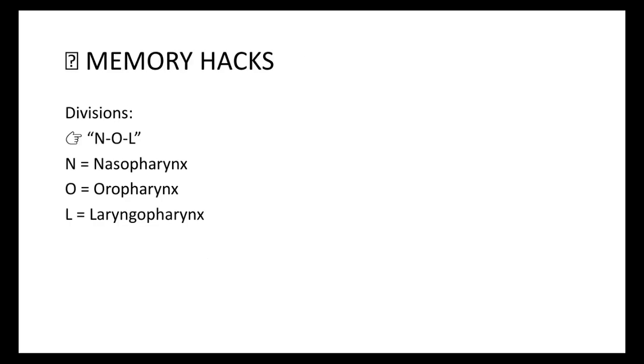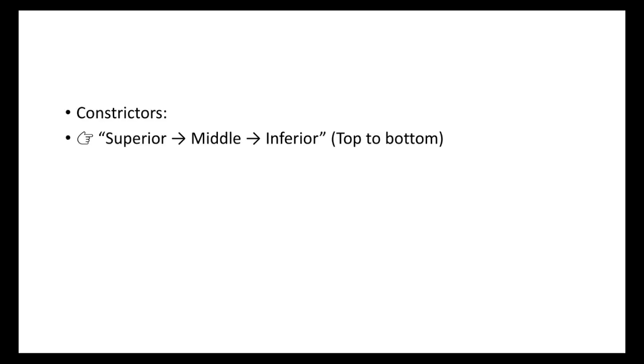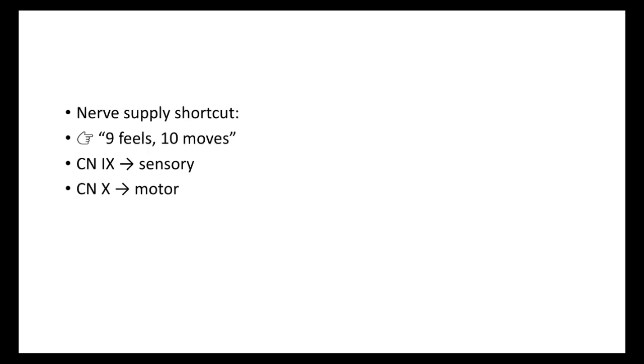Quick memory. N-O-L: nasopharynx, oropharynx, laryngopharynx. Constrictors go top to bottom: superior, middle, inferior. 9 feels, 10 moves. Glossopharyngeal nerve, sensation. Vagus nerve, movement.